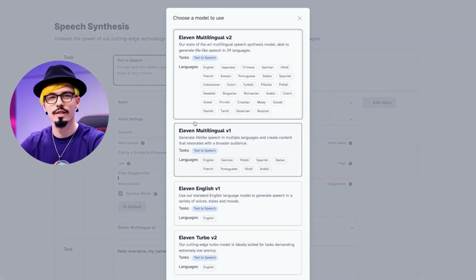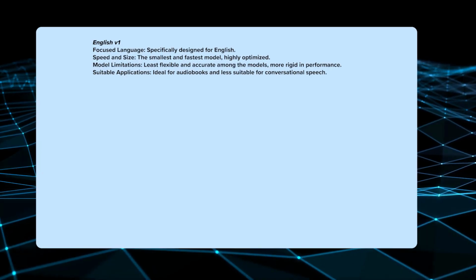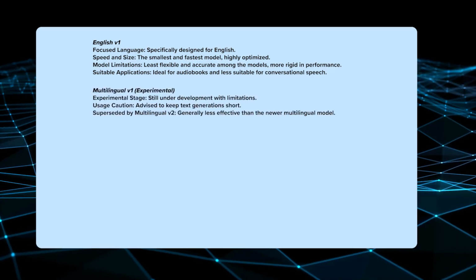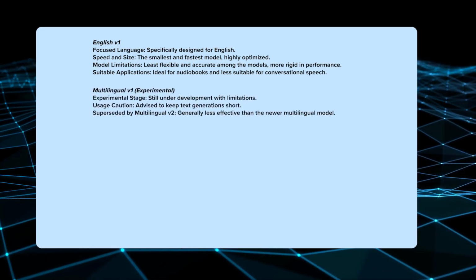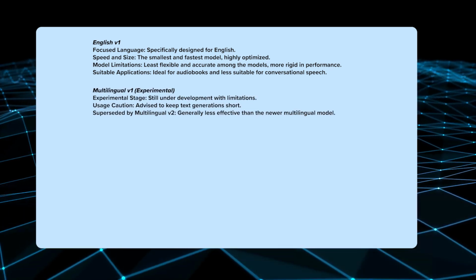But to explain what these are, we basically have 4 distinct models, and each has unique features. So we've got English V1, the oldest and fastest, tailored for English-based tasks, but it's got limited accuracy. We've got Multilingual V1 right here. So this one's a little bit more experimental, supports multiple languages, including various English dialects, German, Polish, and as you can see, a few more down here.